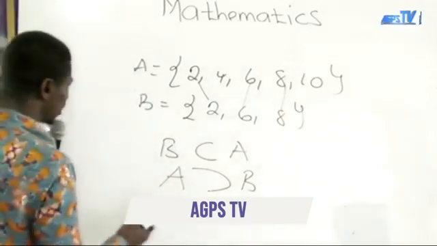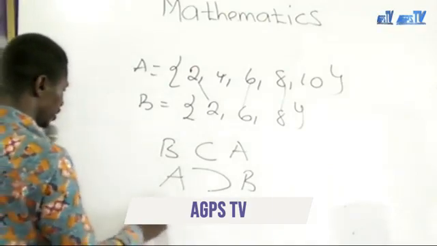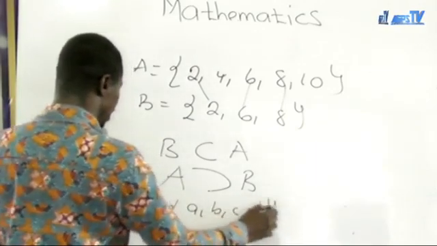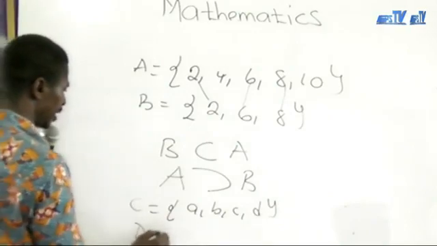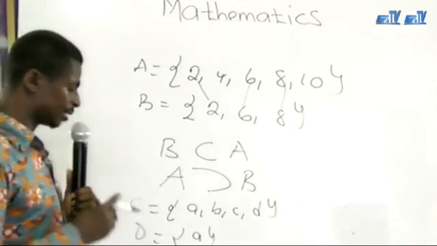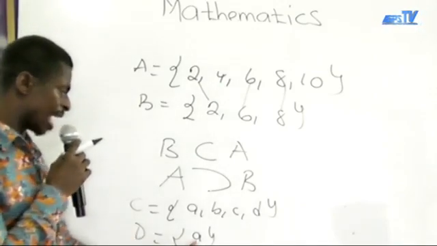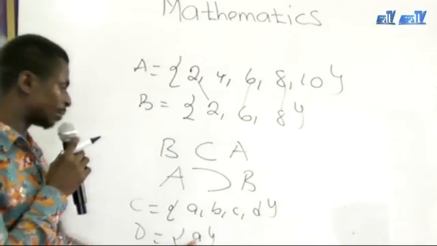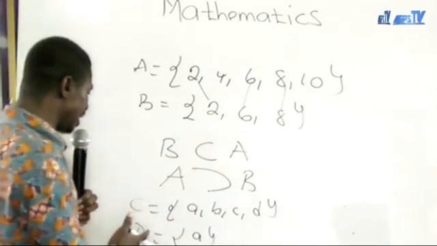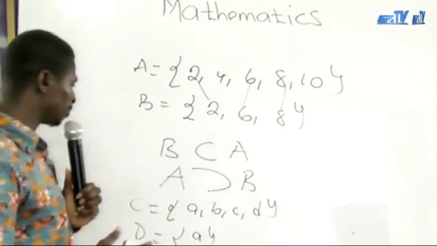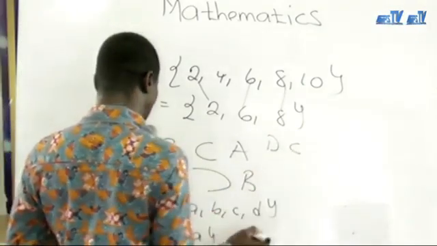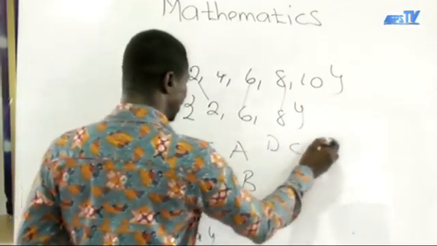Now, let us also consider this. Let's consider set C to be A, B, C, and D. And set D is simply a unit set. Now, if set D has only one member, and that member can be found in set C, then we say that set D again is a subset of set C. So we write D being a subset of set C.